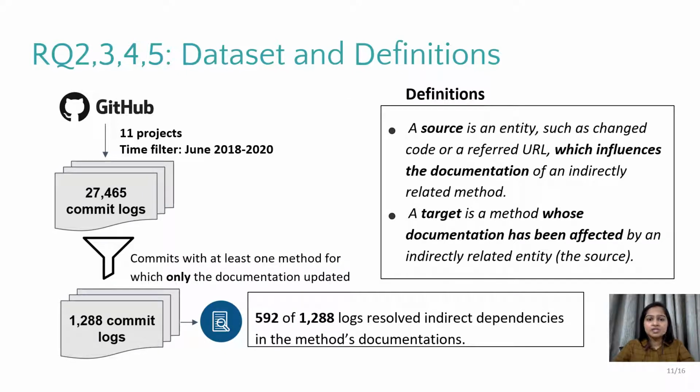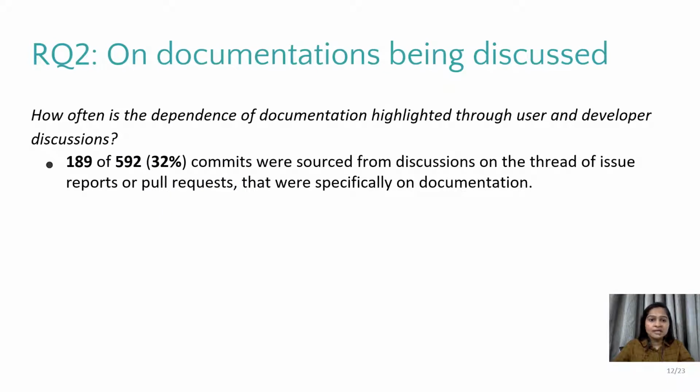Here are some terms that we use later. The first is a source, which is an entity which indirectly influences a documentation. It could be a code or a URL. A target is a method whose documentation has been affected by the source. This brings us to RQ2, which addresses how often the dependence of documentation is highlighted through user and developer discussions.